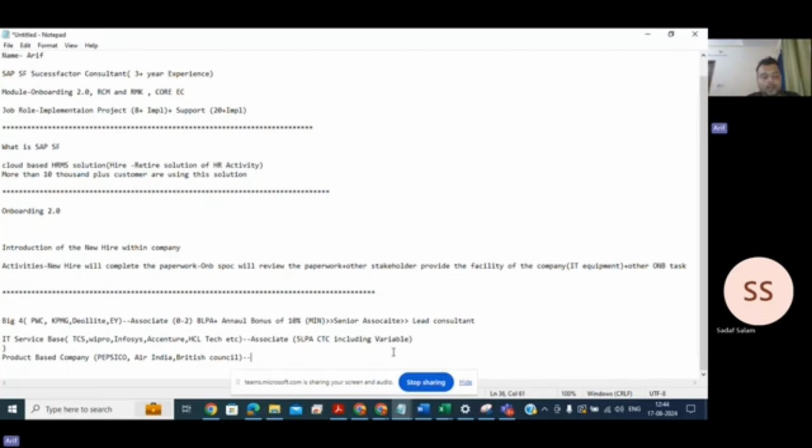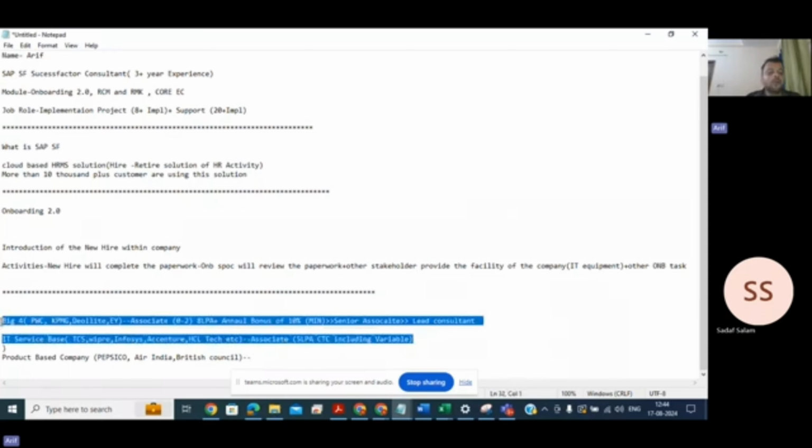So I would not prefer that you go for product based companies at this level, because there is hardly any chance of getting shortlisted. But once you learn the subject Onboarding 2.0 very well, then you can go on the job hunt for these companies: one is the big four and one is IT based service companies. So currently this is the scope that I want to tell you in this session.